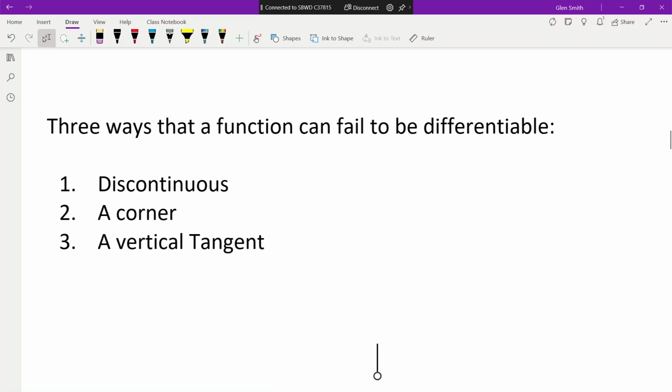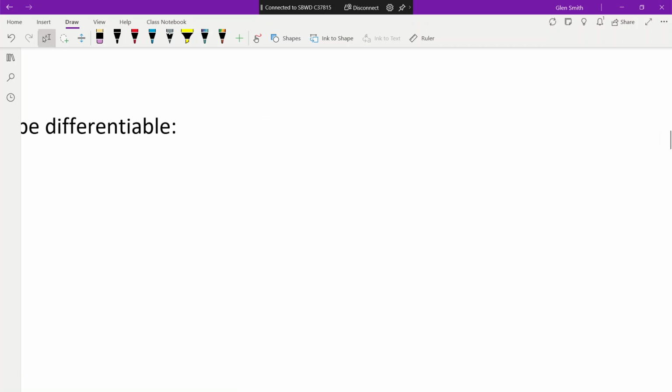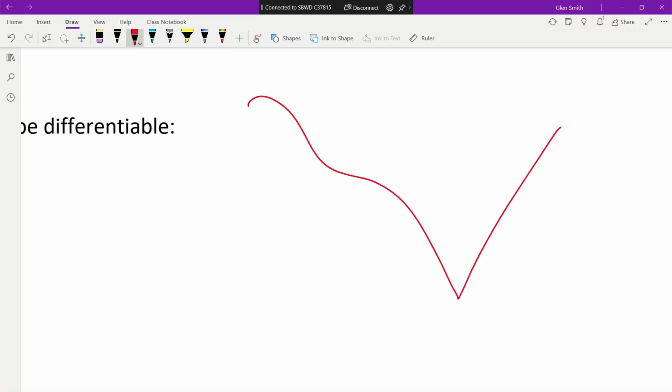Check this out. Just because a function is continuous, this pops up on the AP test and on functions in general, does not mean it's differentiable. Does that make sense? For instance, this thing. That's continuous, but it's not differentiable right there, right? That's a corner. Is that okay? But if a function is differentiable, then it must be continuous also. Make sense?